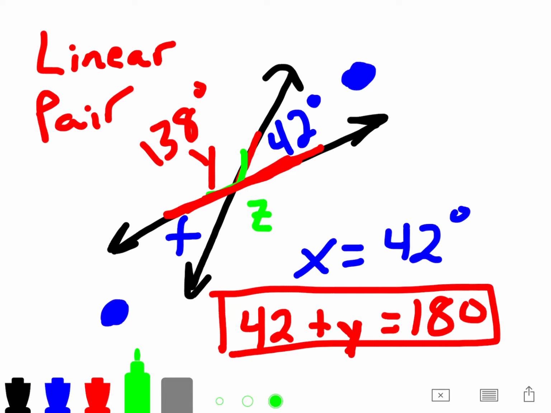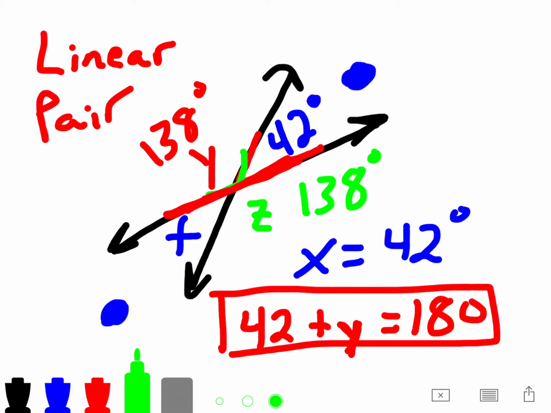Well, y and z are what? Well, they're vertical pairs again. So if you've got another vertical pair, if y is 138, then how much is z? Z is also 138. Why? Because they have to be the exact same because they're vertical pairs.